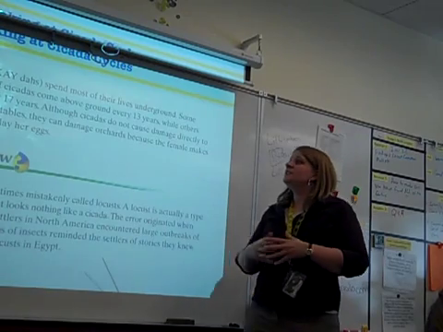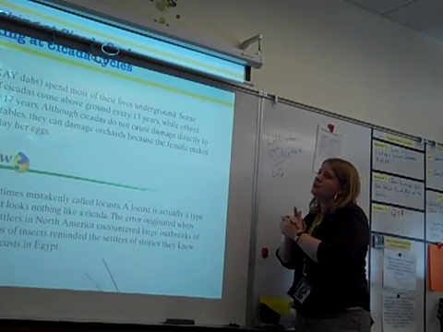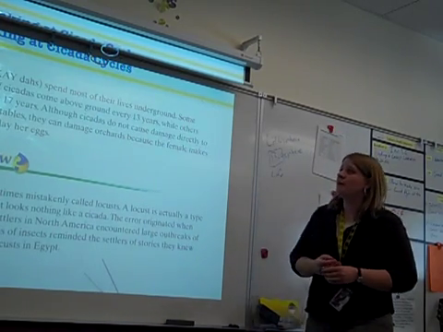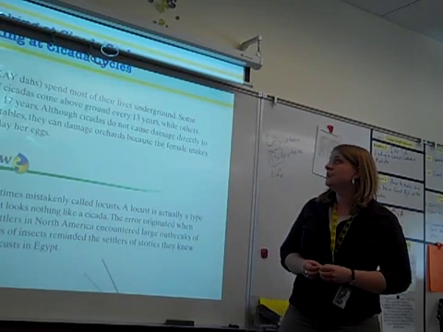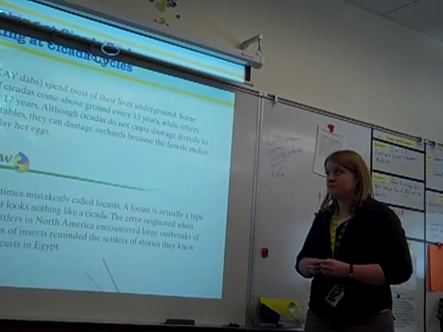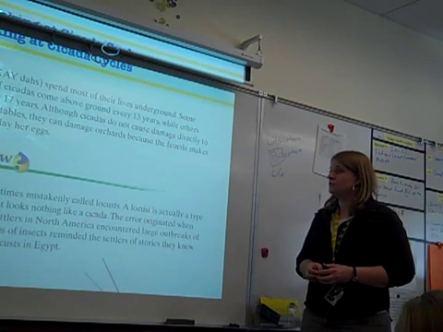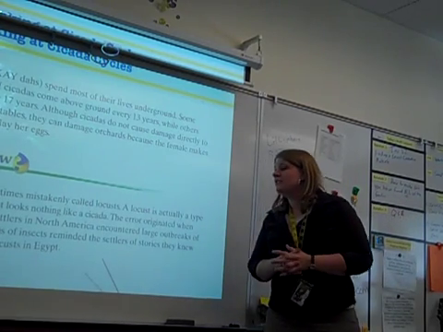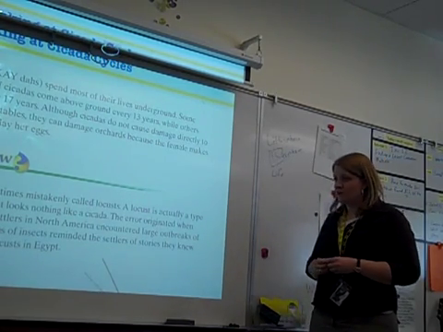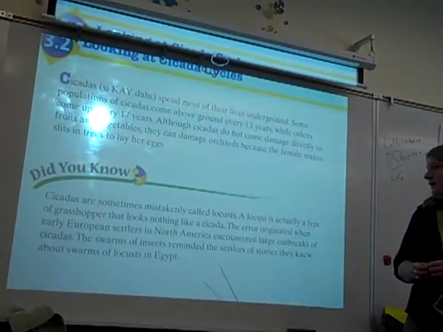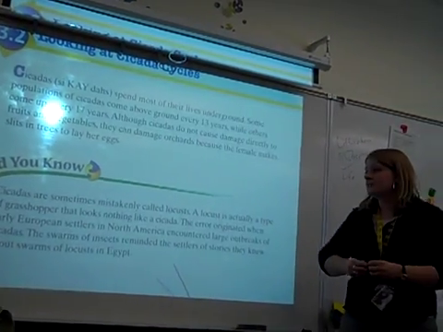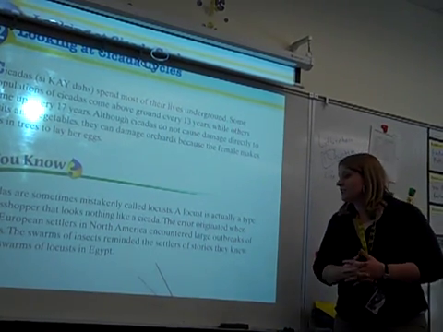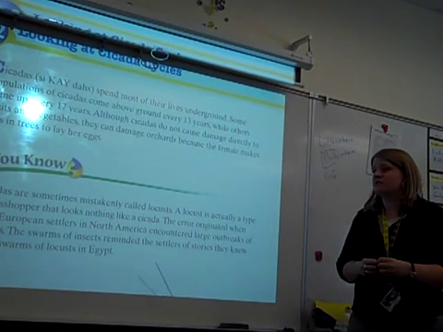So, for instance, here, cicadas. Let's talk about cicadas for a minute. Cicadas spend most of their lives underground. Some populations of cicadas come above ground every 13 years, while others come up every 17 years. Although cicadas do not cause damage directly to fruits and vegetables, they can damage orchards because the female makes slits in the trees to lay her eggs. Cicadas are sometimes mistakenly called locusts. A locust is actually a type of grasshopper that looks nothing like a cicada. The error originated when early European settlers in North America encountered large outbreaks of cicadas. The swarms of insects reminded the settlers of stories they knew about swarms of locusts in Egypt.